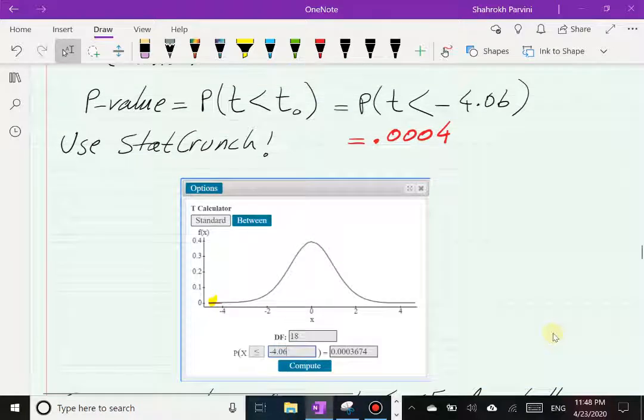And we can go to StatCrunch and I'll show you how I got it, but there's no need for that because the output we actually get will have the p-value on it, so you don't need to do it separately. Okay, so here's our p-value. I went to the probability calculator in StatCrunch, 18 degrees of freedom, and the t-score was negative 4.06. Probability of less than that is going to be 0.003674, which rounds to 0.004.